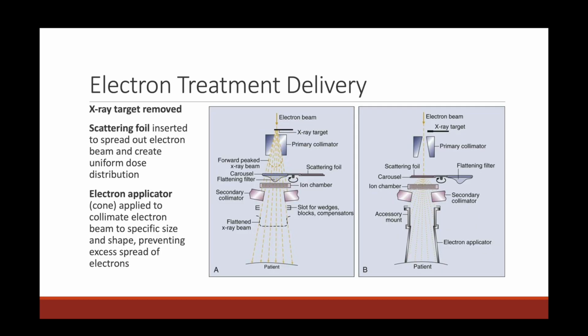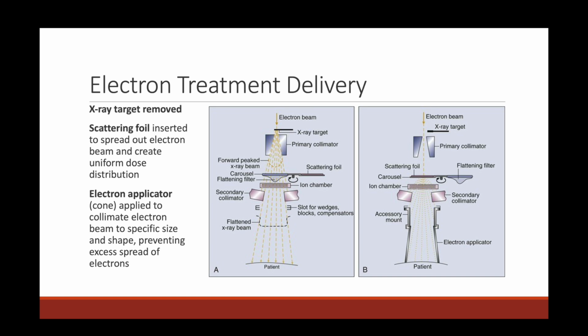So let's start by talking about how electron treatments are delivered. Remember that we deliver electron therapy using the same linear accelerator that we would use to deliver photon therapy. In a linear accelerator, electrons are accelerated towards a heavy metal target, usually a tungsten target. When they interact with that target, they undergo a reaction called Bremsstrahlung, which is a kind of braking radiation. That interaction causes the electrons to curve around the heavy nucleus of the target.